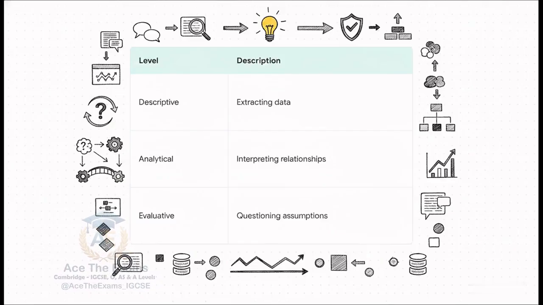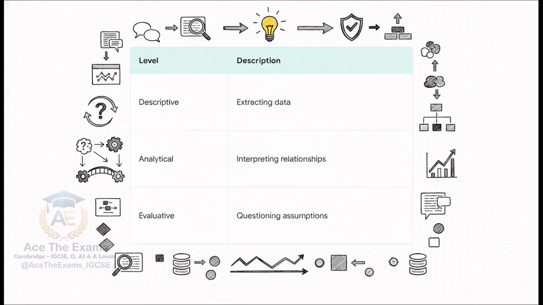Moving up, we have analytical thinking. This is interpreting the relationships. Moving layer 3 above layer 2 obscures the background. Better. But at the very top, that's evaluative thinking. Evaluative thinking is where the A-stars live. This is where you evaluate alternatives, question the assumptions in the prompt, and justify your recommendations with hard evidence.